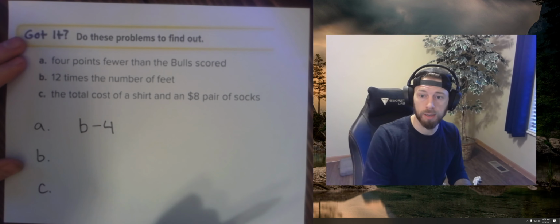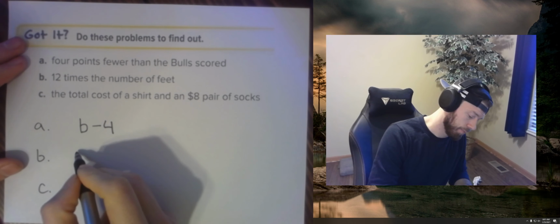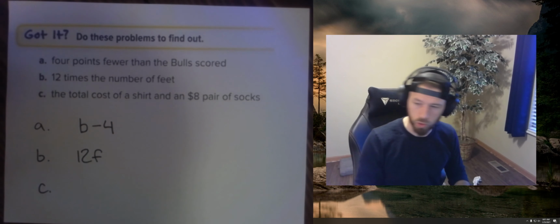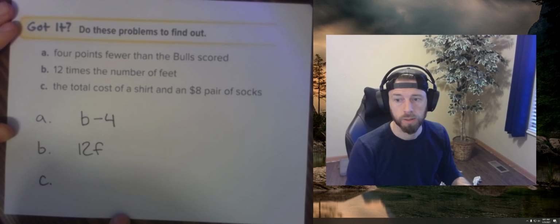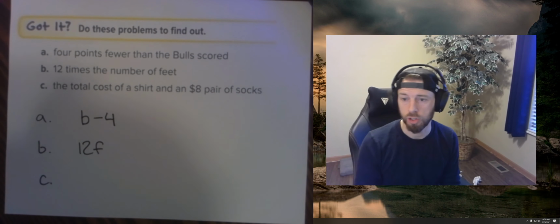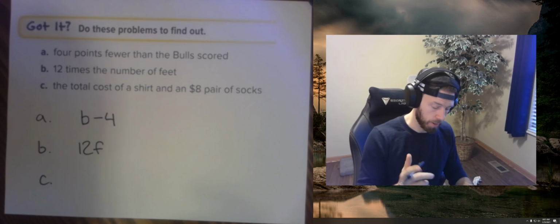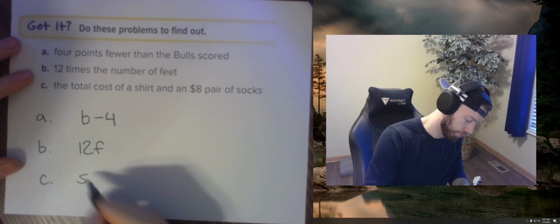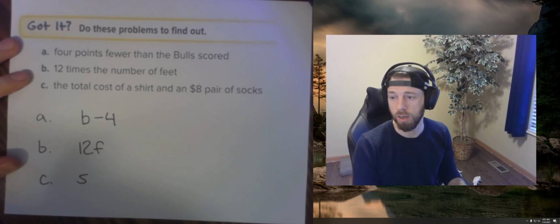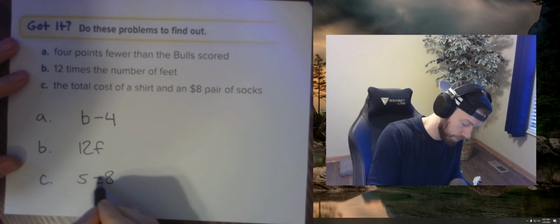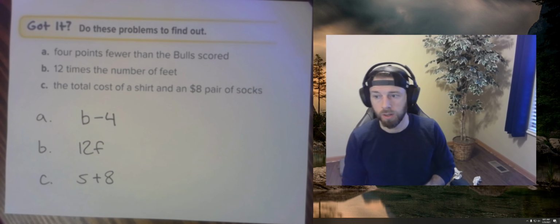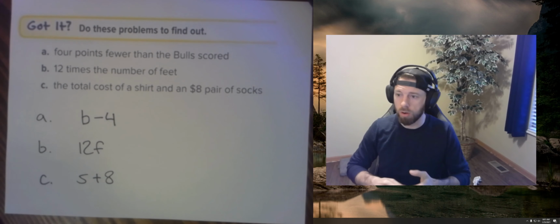B, 12 times the number of feet. 12 times the number of feet, 12F. So multiply. C, the total cost of a shirt and an $8 pair of socks. Well, how much does a shirt cost? I don't know. How much do the socks cost? 8. What would the total cost of those two things be? Add them together. All right, guys, if you got questions, let me know.